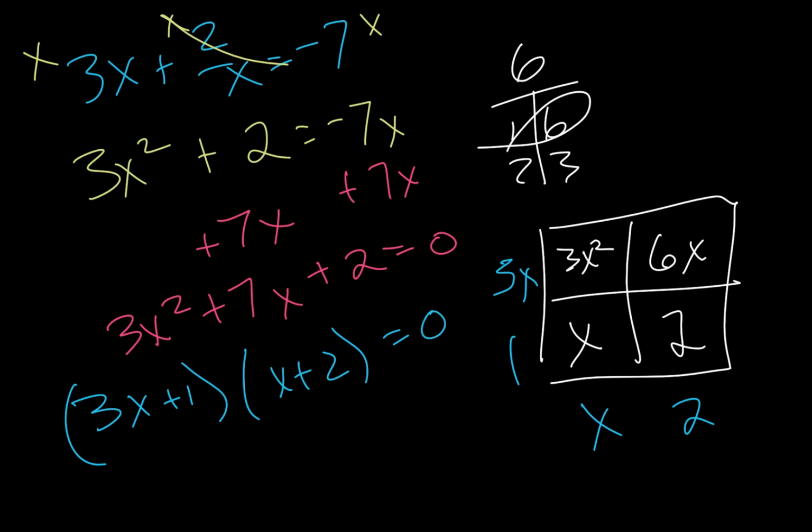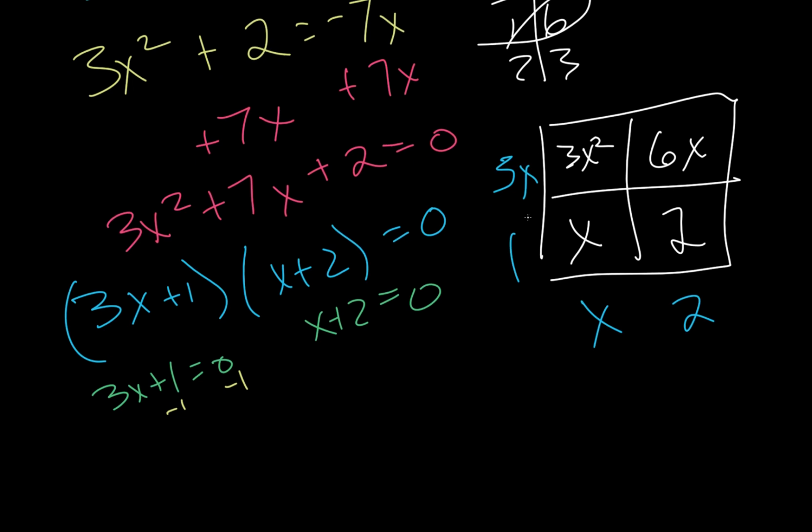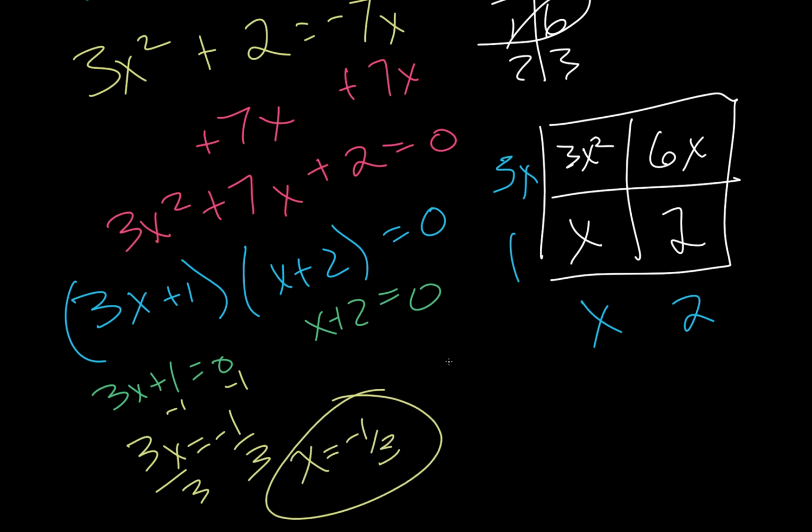And then from the zero product property, we can write each piece as its own equation. And then we just solve those individually. So we subtract 1 from both sides. We're left with 3x equals -1, divide by 3, and so x equals -1/3. This one, we just have to subtract 2, and so we're left with x equals -2. So those are both the answers that make that true.